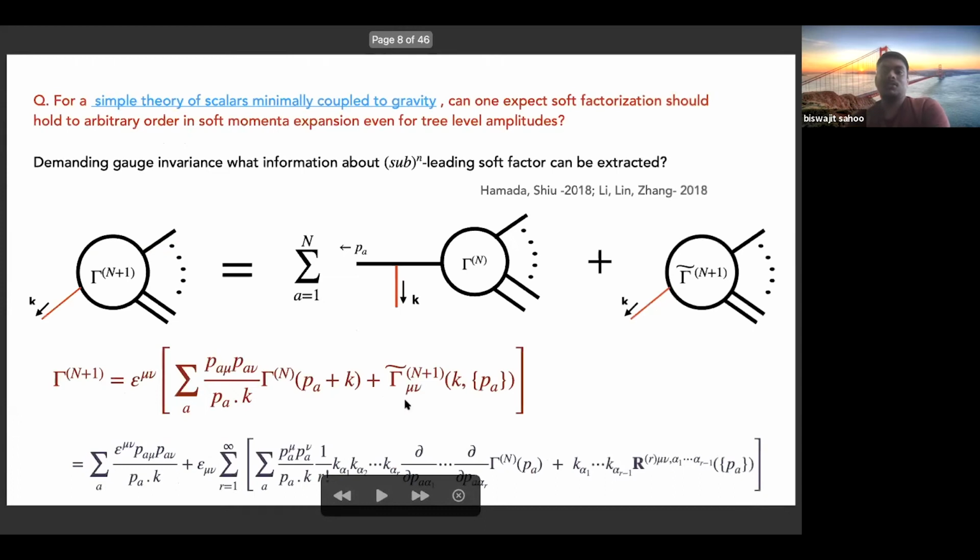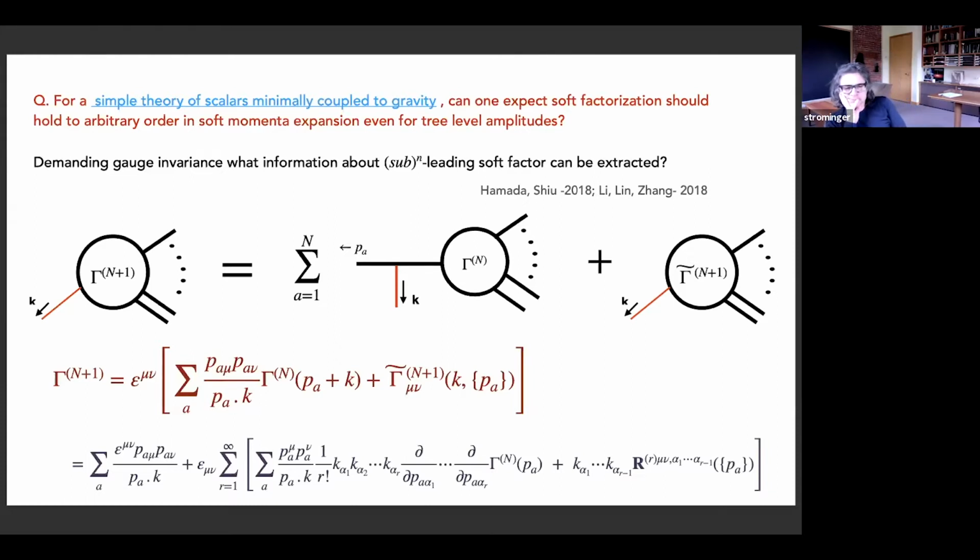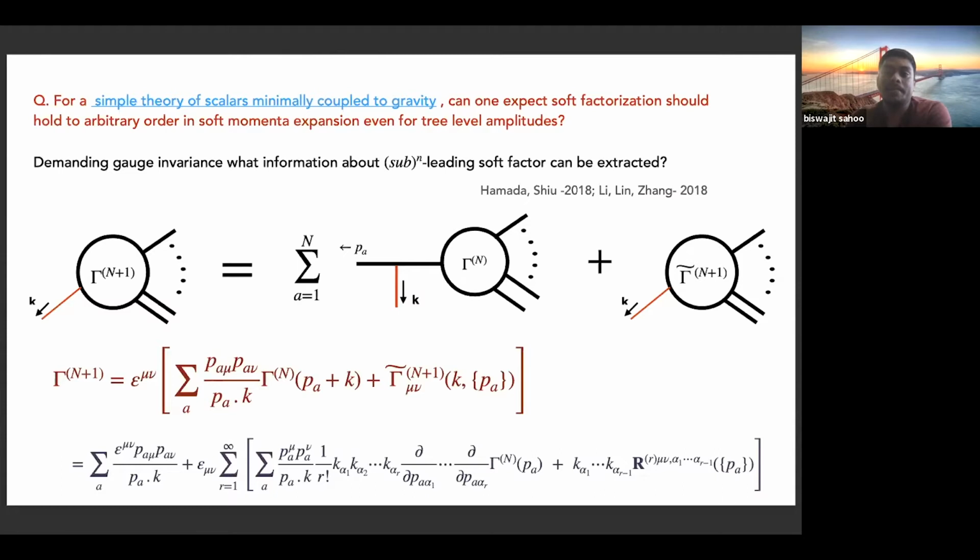Okay, so let me proceed. Now the question could be: fine, for a generic theory where non-minimal couplings are there and the matter particles can have arbitrary spin, it may be very complicated to extend this soft factorization to higher orders. But can we consider a very simple theory, say a scalar coupled to gravity minimally, and extend this factorization procedure there? There are two papers from 2018 where they tried to use just gauge invariance, at least at tree level for this theory, to show that this factorization can be completely determined to arbitrary order.